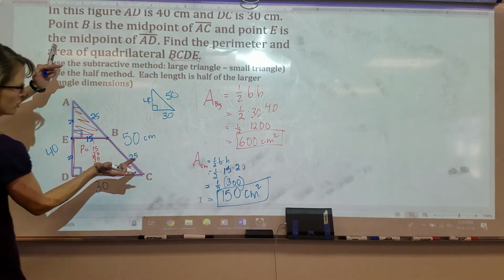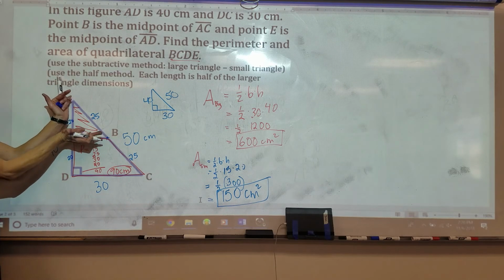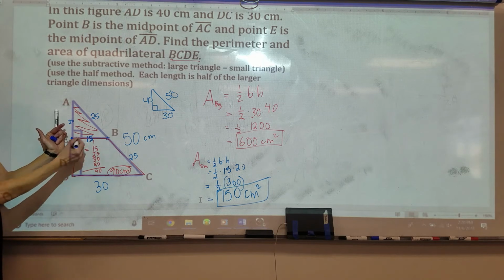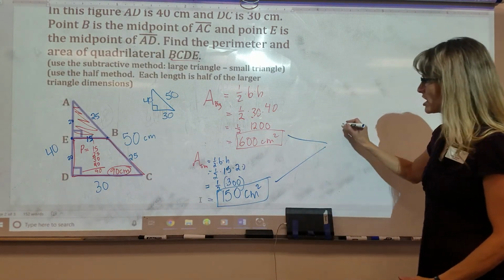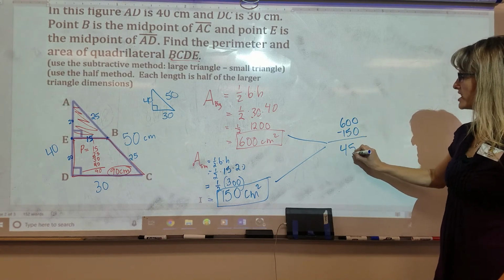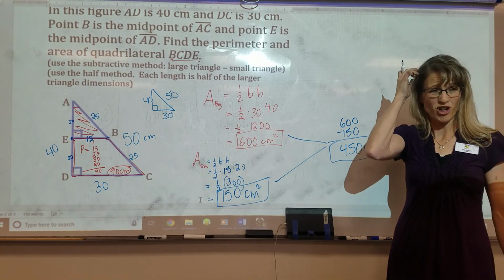So the big one is 600. The small one is 150. Do you see how we could subtract off the small one and it would leave us with this piece? So we're going to take it out here. 600 minus 150 gives us 450 centimeters squared. So that's the subtractive method.